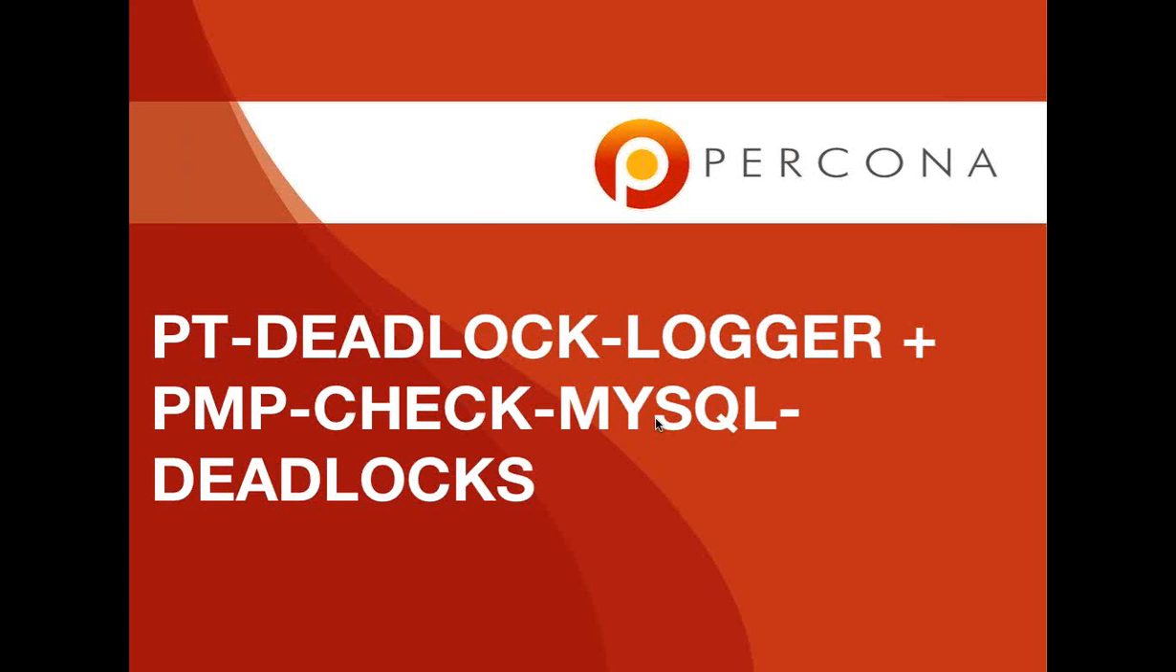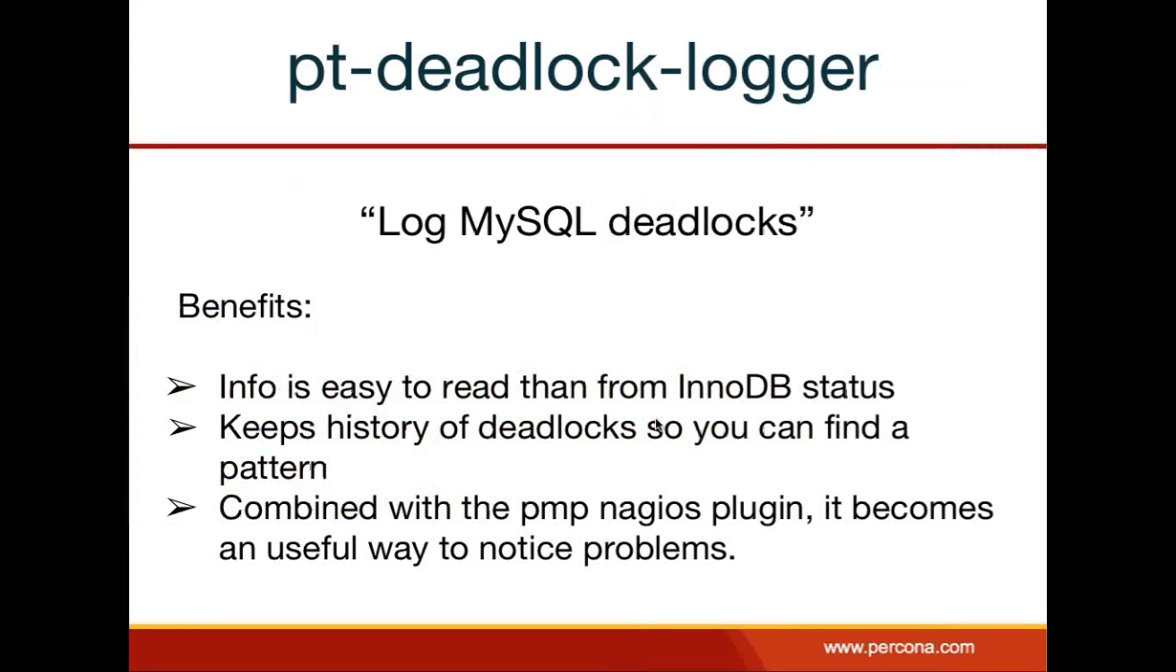Now we're going to talk about pt-deadlock-logger from Percona Toolkit, which also has a Nagios plugin, check MySQL deadlocks. Basically, pt-deadlock-logger logs MySQL deadlocks. The benefit is that the info is much easier to read than the latest deadlock from SHOW ENGINE INNODB STATUS. It keeps a history of deadlocks, so you can find a pattern. Combined with the PMP Nagios plugin, it becomes a useful way to know about these problems.